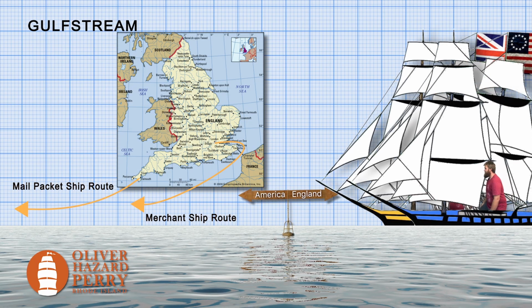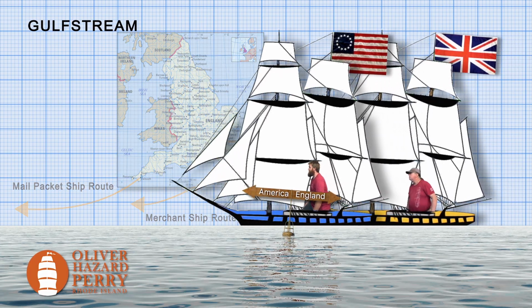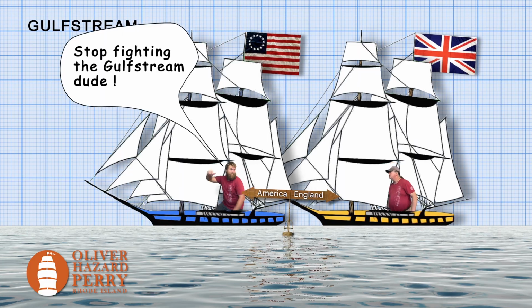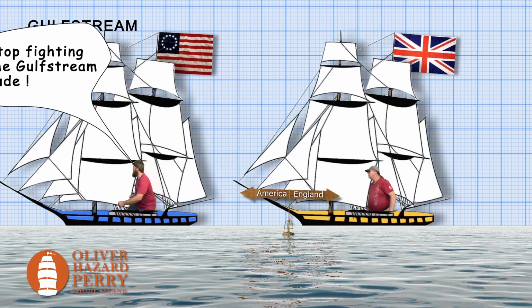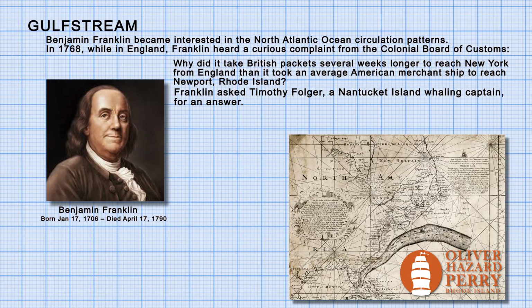Despite the fact that the merchant ships had to leave from London, sail down the Thames, and then the length of the English Channel before they sail across the Atlantic, while the packets left from Falmouth and Cornwall, a much shorter route. Franklin asked Timothy Folger, a Nantucket Island whaling captain, for an answer.